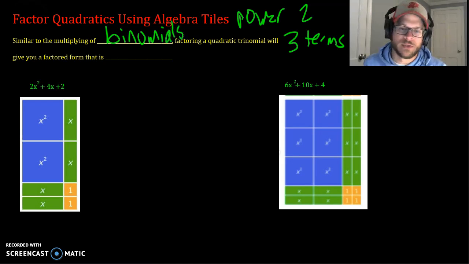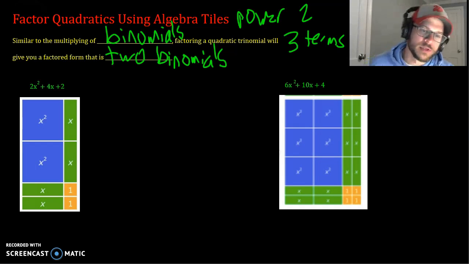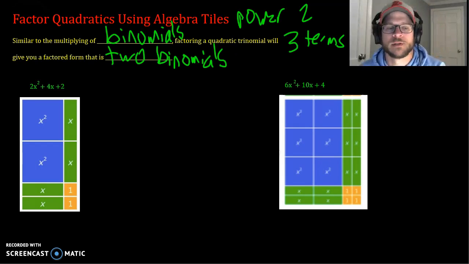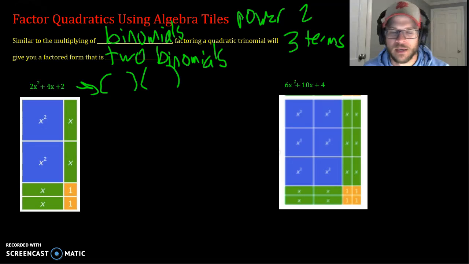If you multiply two binomials together, that last section in the previous unit that we went over, factoring a quadratic trinomial, factoring something that is a power of 2 with 3 terms, will give you its factor term that is 2 binomials. So your problems or your setup will start with a quadratic trinomial, 3 terms, like this first example is 2x squared plus 4x plus 2, and you're going to end up with an answer of 2 binomials, and they'll be in parentheses like x plus 4 times x minus 2, something similar to that.